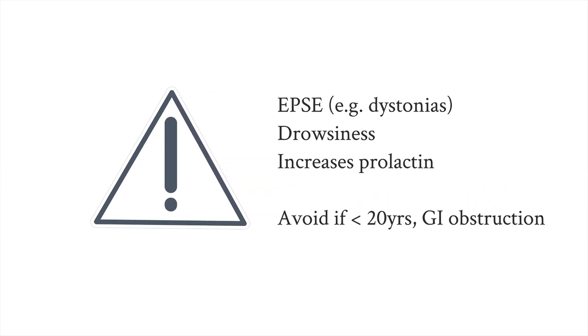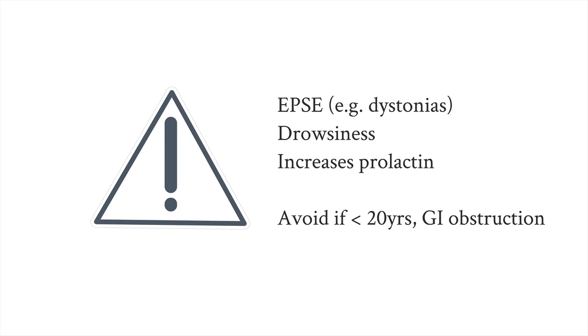Okay, what about side effect profile? So the main thing you need to worry about is extrapyramidal side effects, for example, dystonias with these drugs. Particularly you need to worry about this in patients with Parkinson's disease. It can also cause drowsiness, and because of the inhibitory effect of dopamine on prolactin, it can also increase prolactin levels, but that's really only going to occur in the long term.